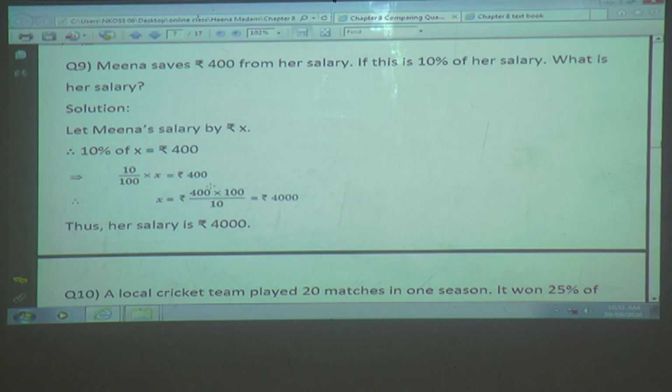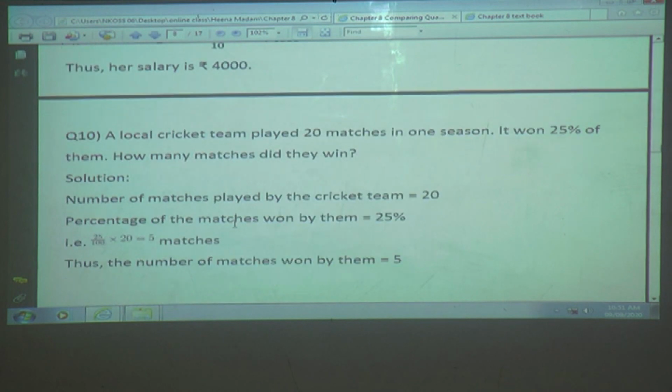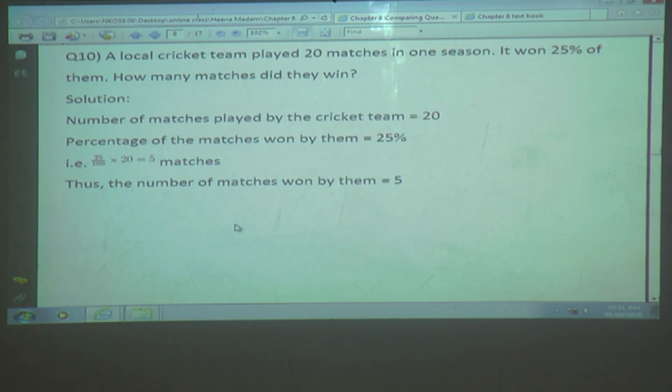So X is equal to 400 multiplied by 100 upon 10. You know this, it will be a reciprocal because it will transpose, or we can say it goes from LHS to RHS. So after reducing this, we get rupees 4,000. Thus Meera's salary is 4,000 rupees. Out of that she is saving 10%, that is rupees 400 per month. So we found the salary, and what was given to us was the percentage of salary she was saving, that is 400.